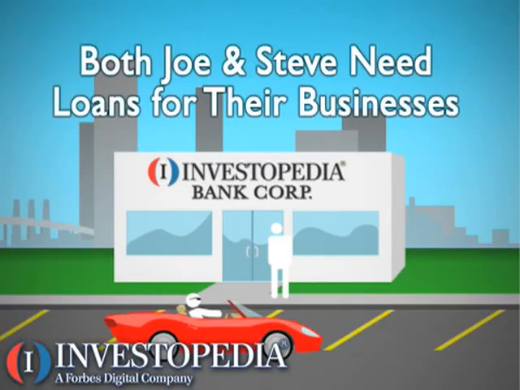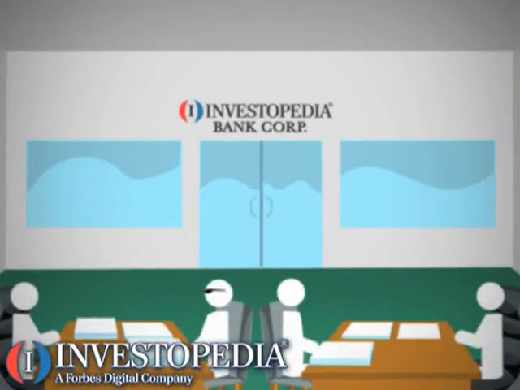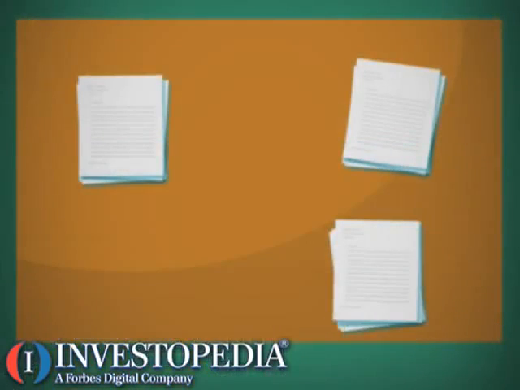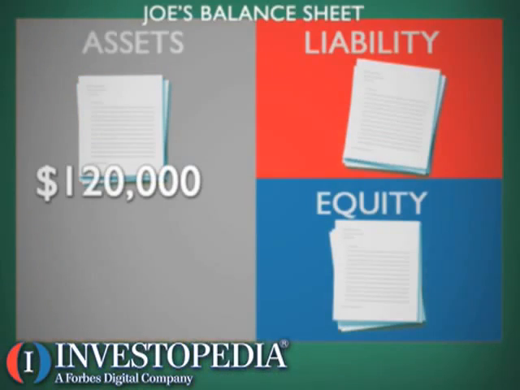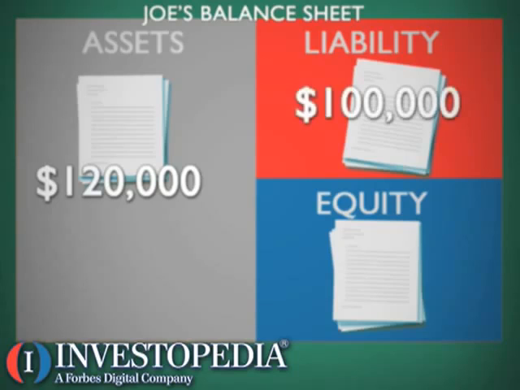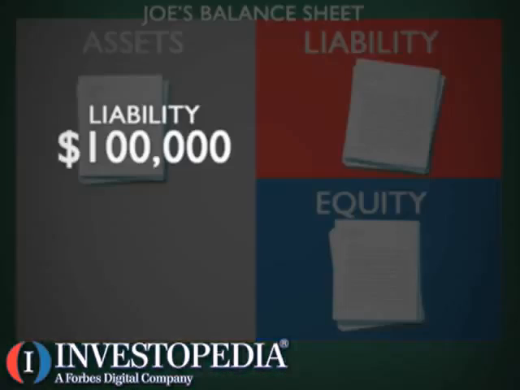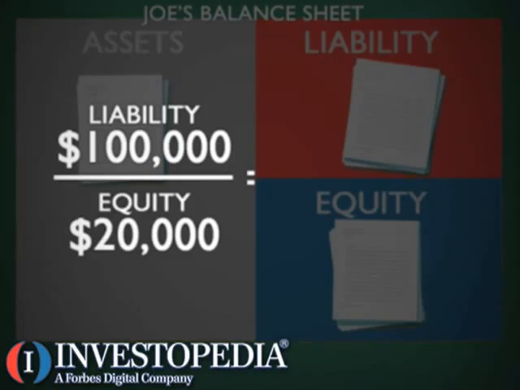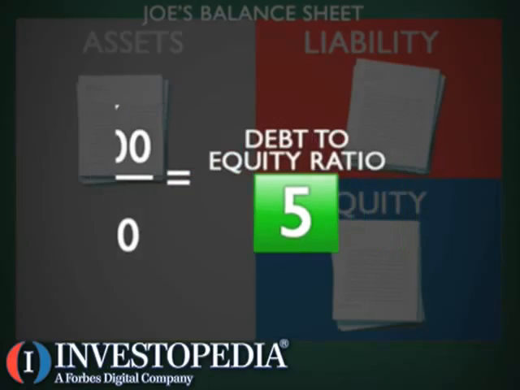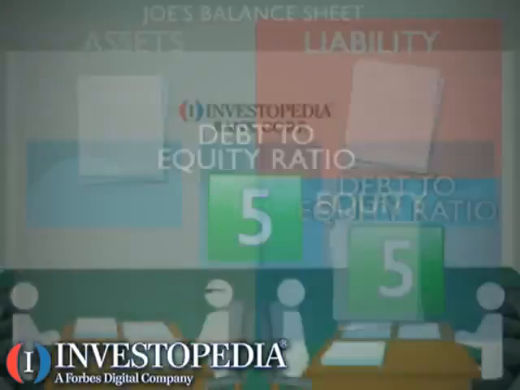Average Joe and Super Steve both arrive at the Bank of Investopedia looking for a loan for each of their businesses. Average Joe and his loan officer review his financial documents. Joe's balance sheet shows assets of $120,000, liabilities or debt of $100,000, and shareholders' equity of $20,000. Average Joe's loan officer divides Joe's liabilities by the shareholders' equity and calculates that Joe's debt-to-equity ratio is 5.